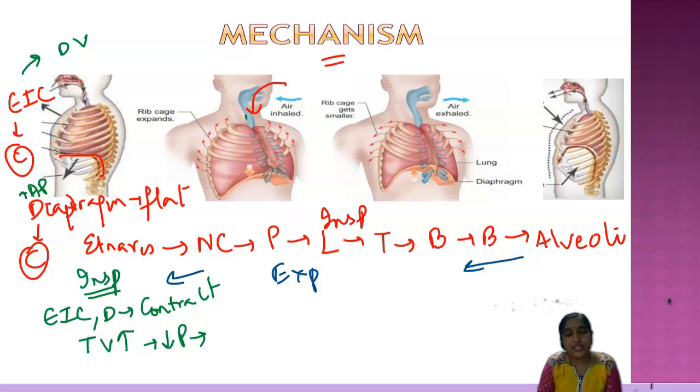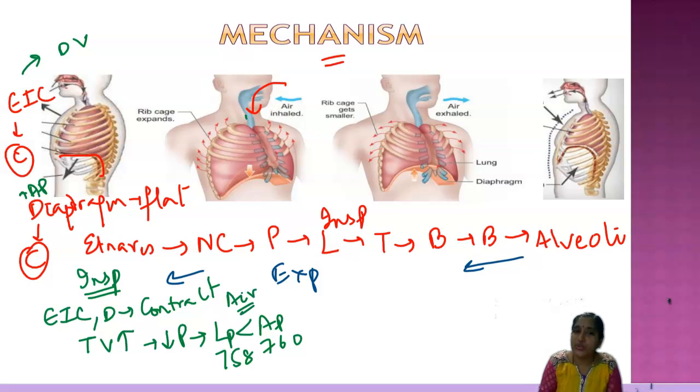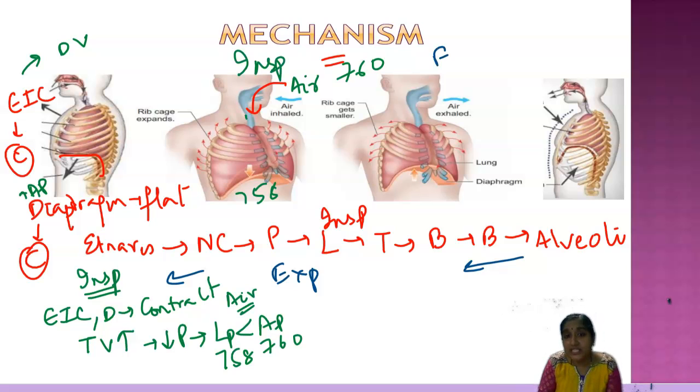So what is happening during inspiration? Now the lung pressure is lower than the atmospheric pressure. The atmospheric pressure is 760 and the lung pressure is 758. So air is entering into the lungs because it is 760 outside and 758 inside. This is your inspiration.